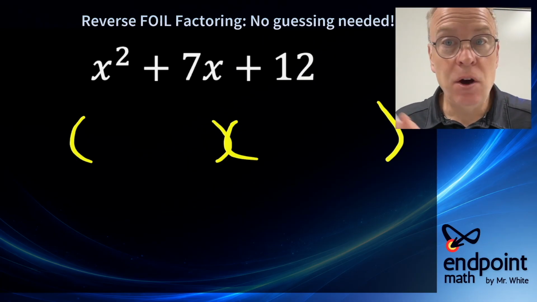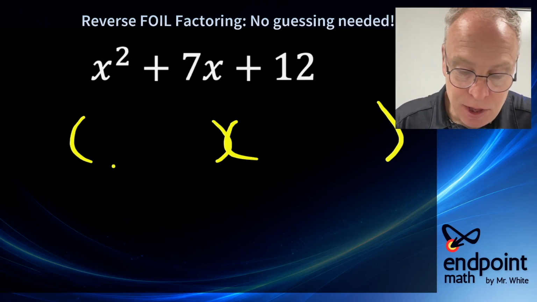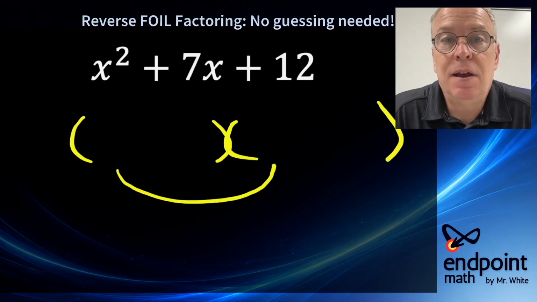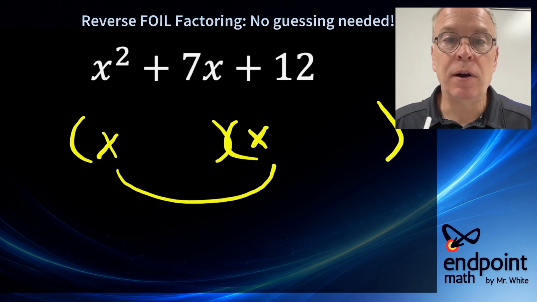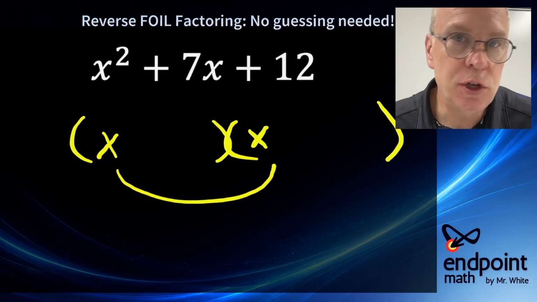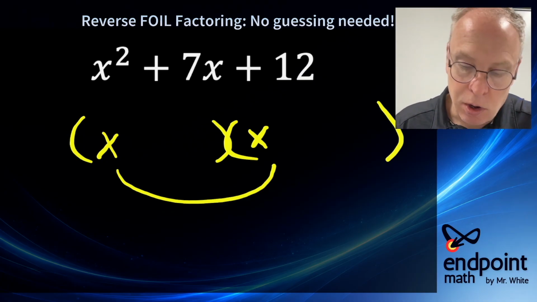So I know I'm only going to put numbers there that multiply to be 12. And same thing goes here. I guess I should have even started here. Whatever I put there has to multiply to be x squared. So I always say put in what you know has to be true because it's going to help you solve the problem so much more quickly.